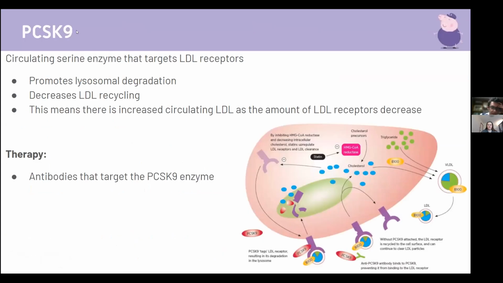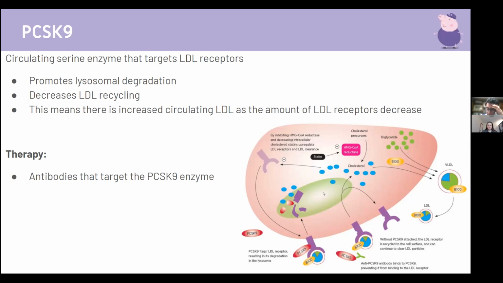This is a new drug target called PCSK9. It targets LDL receptors. It promotes lysosomal degradation and decreases LDL receptor recycling. This means there's increased circulating LDL as the amount of LDL receptors drops. This is an image of it. It goes onto that LDL receptor, and as a result, that LDL receptor degrades. And that's essentially how it works. This is also showing that there can be antibodies to it as well.